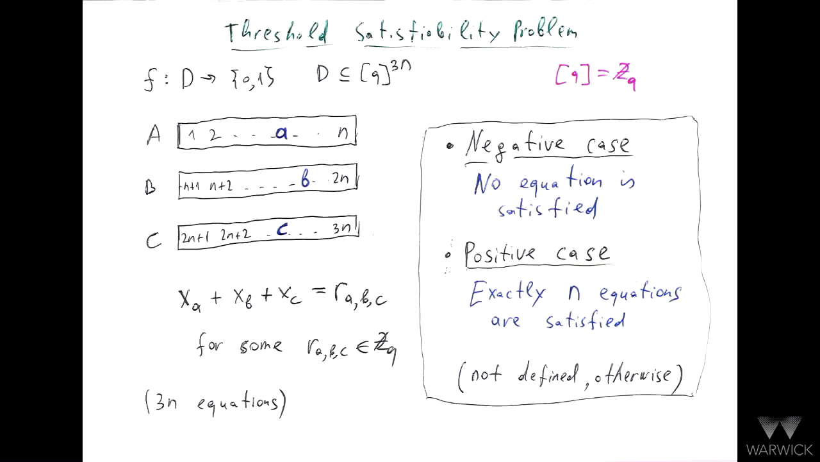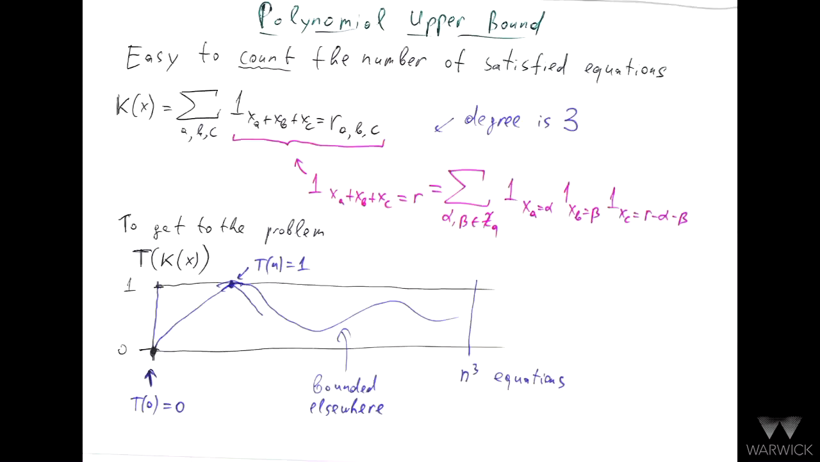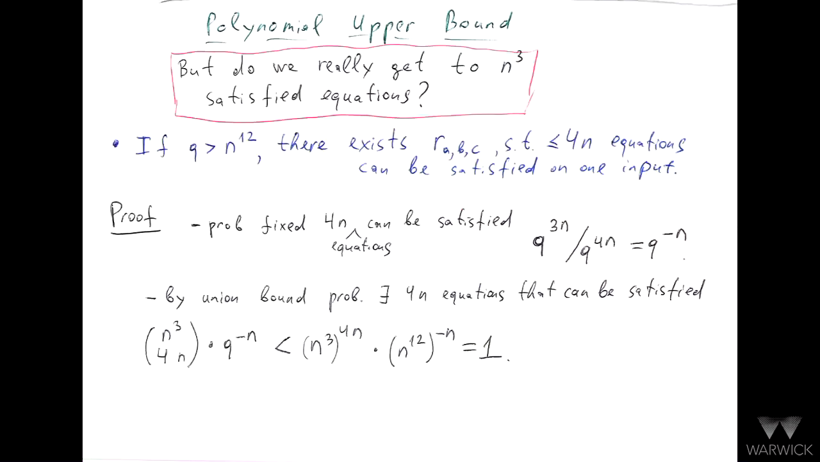As I said, there are n cubed equations, but actually only 3n variables. And these values of the right-hand sides r_a, b, c, we can choose them in the way that we like. So it may seem that maybe not all of the equations can actually be satisfied simultaneously. So that's the punchline.